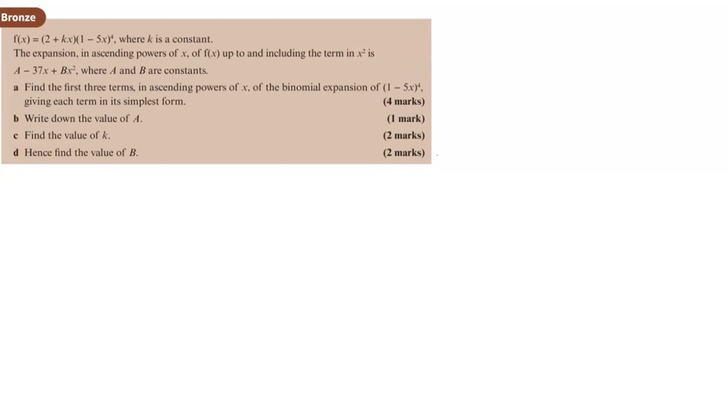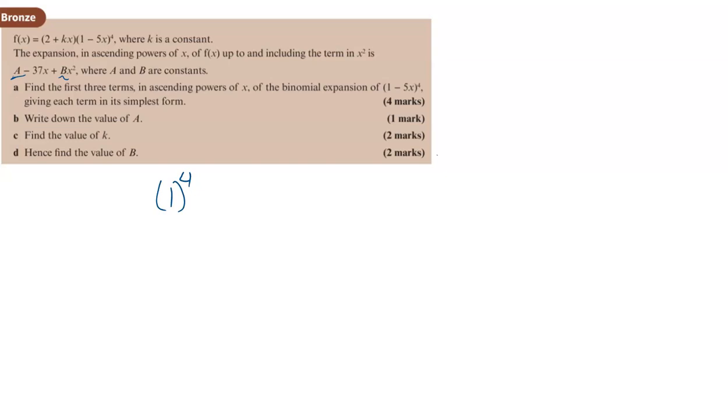So the first thing we're going to do is read the question. It's told us what the expansion up to x squared is, but it's got two unknowns, a and b. And they've been nice with this question. They've structured it. So they've said, okay, first thing you do is just work out what the first three terms of the expansion of this is. So we'll do that.